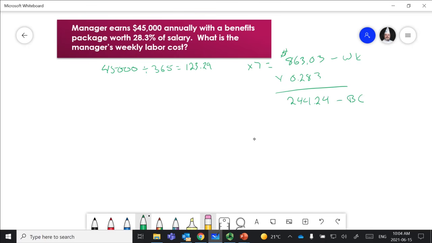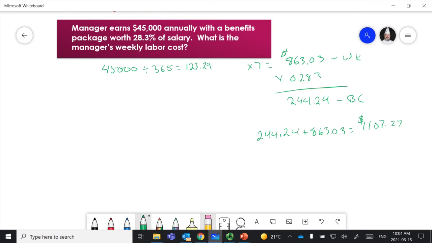Now to get our total cost, we're going to add our $244.24 plus our weekly preliminary cost of $863.03, which gives us a total weekly labor cost of $1,107.27. So that's how we calculate the cost weekly for hourly individuals and salaried individuals plus their benefits.